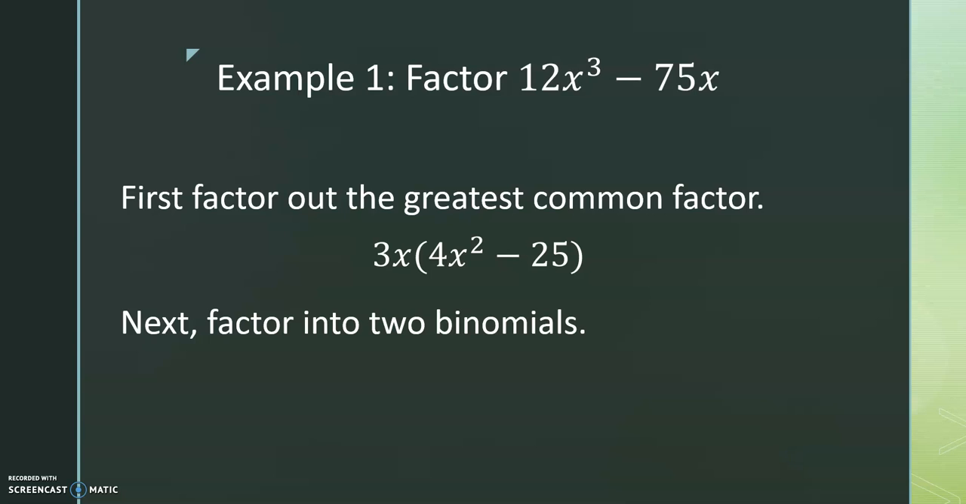Next, we're going to factor the 4x squared minus 25 into two binomials. 2 times 2 is 4. 5 times 5 is 25. There's a subtraction sign there, so think about your two binomials. The final factored answer is 3x times 2x plus 5 times 2x minus 5.